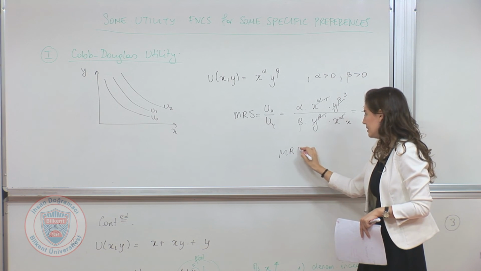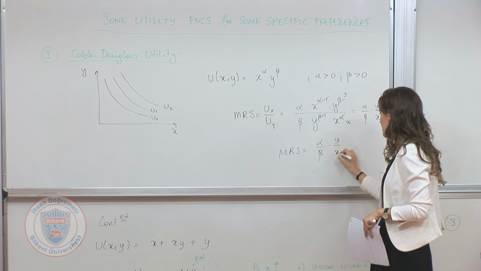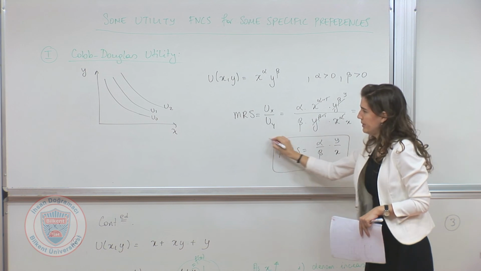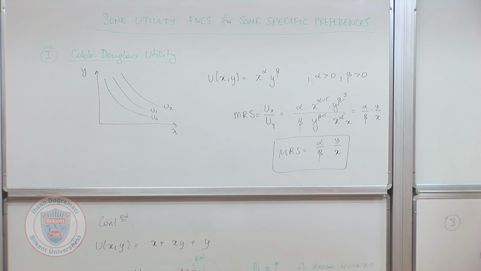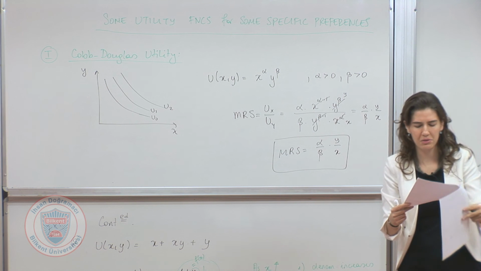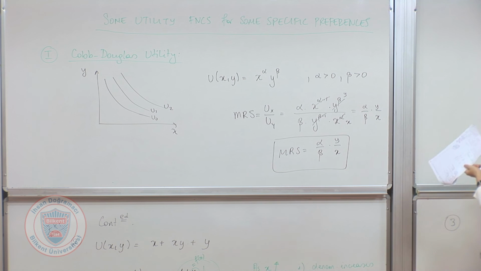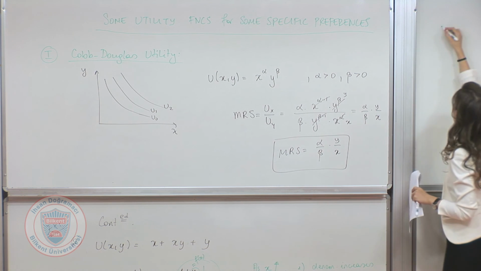So apparently, MRS is this in the Cobb-Douglas case. So what else can we say about Cobb-Douglas? You're going to see that we will be using this a lot. Now, I'm going to give you what we call 2 extreme cases. You see that this Cobb-Douglas is nice.